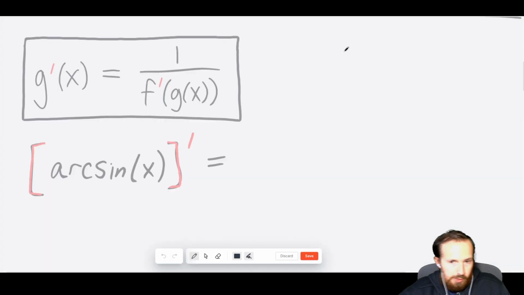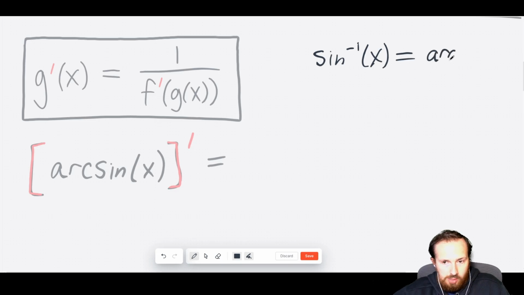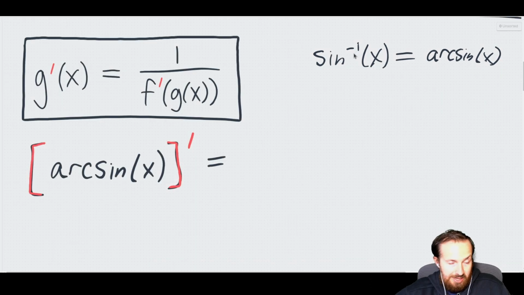One other quick comment is that hopefully you've seen this notation and you're aware of this. Sine inverse of x is arc sine. So whenever you're dealing with any of the trig inverses, this symbol right here means the inverse. You can just replace that with arc. I prefer to use arc. I actually kind of hate this notation, but you will often see this in class and also on your calculator.